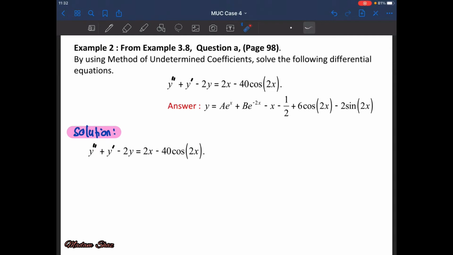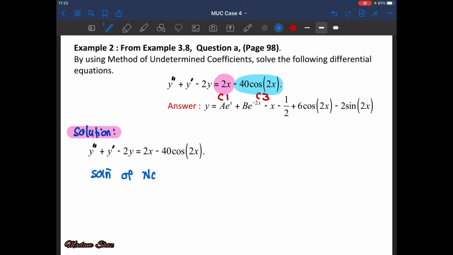So let us try to solve this example. By using the method of undetermined coefficient, solve the following differential equation. You are given y double prime plus y prime minus 2y is equal to 2x minus 40 cos 2x. On your right hand side, you have 2x minus 40 cos 2x. 2x here is from case 1, and negative 40 cos 2x is from case 3.